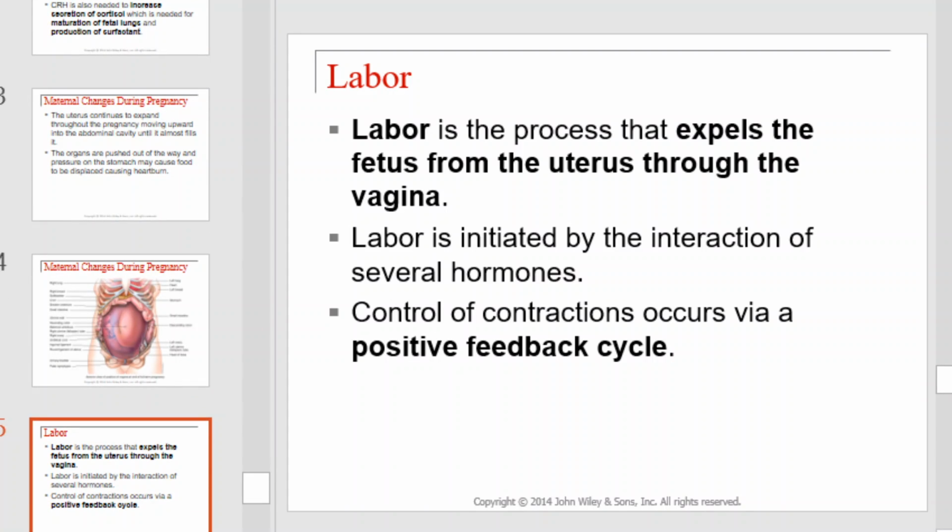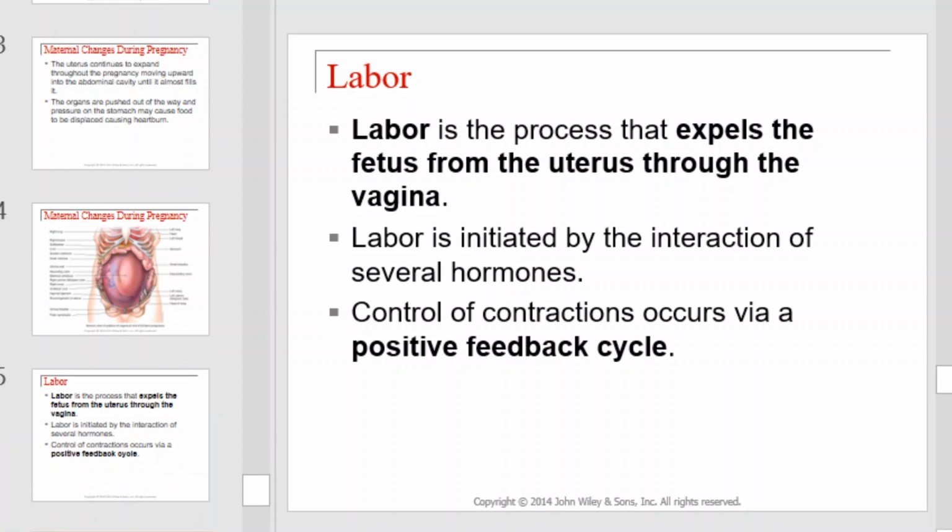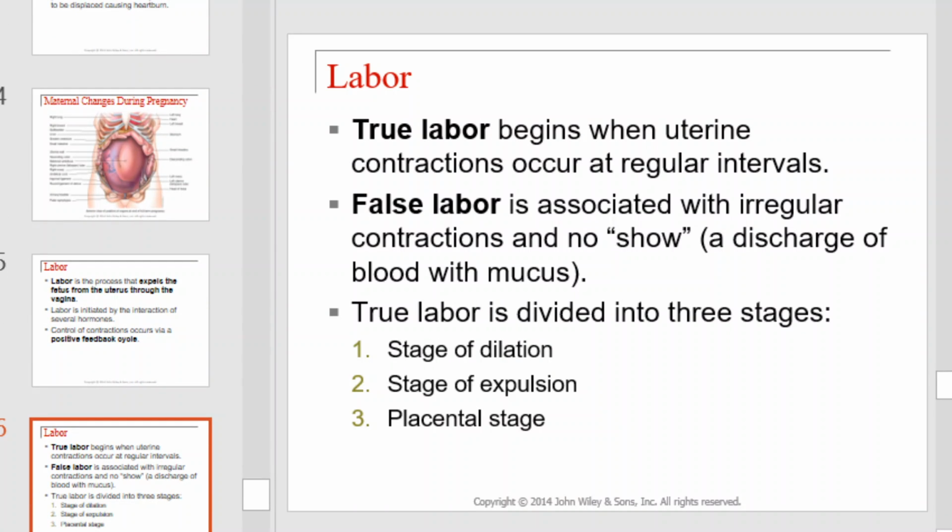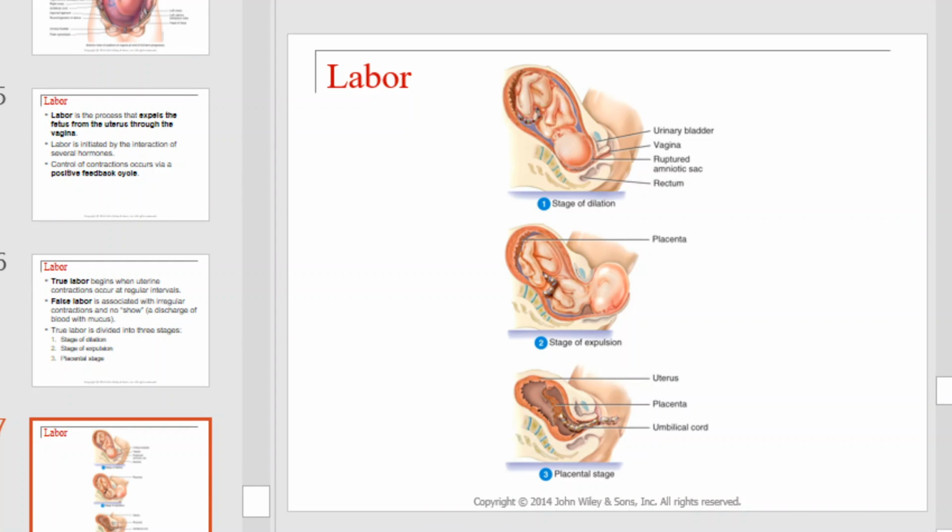Labor. Labor is the process that expels the fetus from the uterus through the vagina. Labor is initiated by the interaction of several hormones. Control of contractions occurs via a positive feedback cycle. True labor begins when uterine contractions occur at regular intervals. False labor is associated with irregular contractions and no show, a discharge of blood with mucus. True labor is divided into 3 stages: dilation, expulsion, and placental stage. This is a graphic illustrating labor.